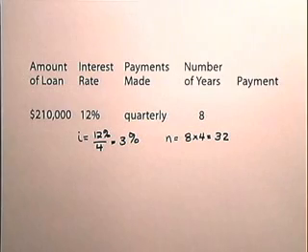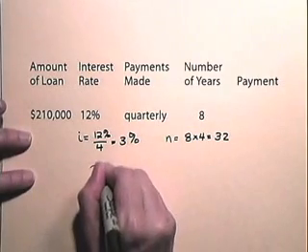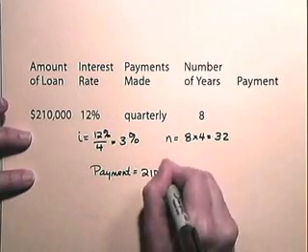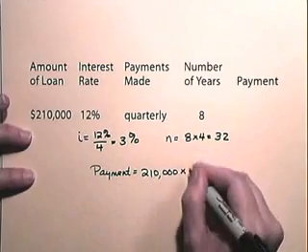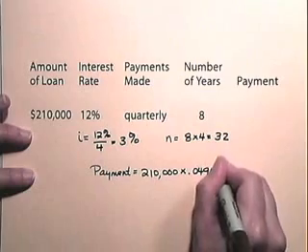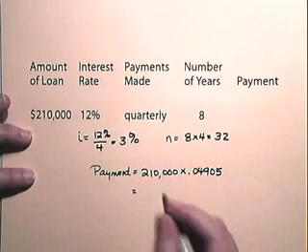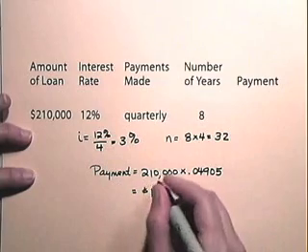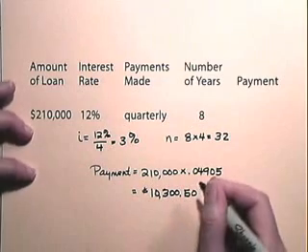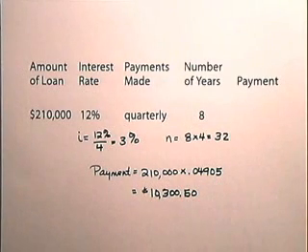0.04905. So we will multiply that times the amount of our loan in order to find our payment. So our payment will be $210,000 times the factor from the table, which is 0.04905, and we find the payment is $10,300.50. So the payment necessary to amortize this loan is $10,300.50. Now let's prepare an amortization schedule.